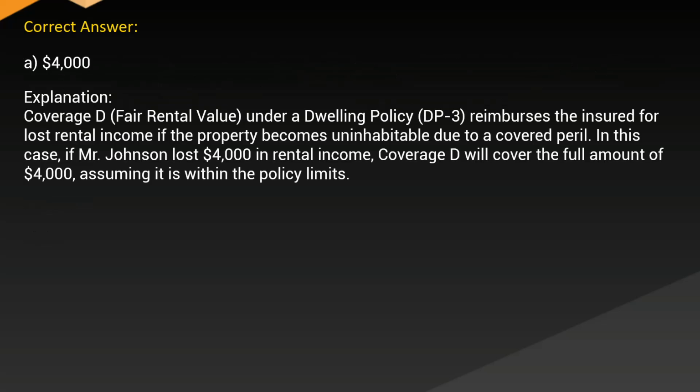Correct answer, A. $4,000. Explanation. Coverage D, fair rental value, under dwelling policy DP3, reimburses the insured for lost rental income if the property becomes uninhabitable due to a covered peril. In this case, if Mr. Johnson lost $4,000 in rental income, Coverage D will cover the full amount of $4,000, assuming it is within the policy limits.